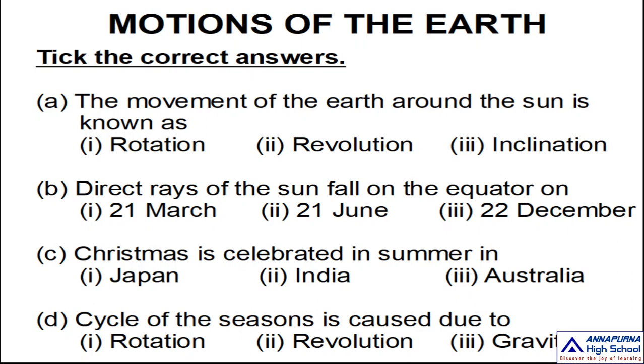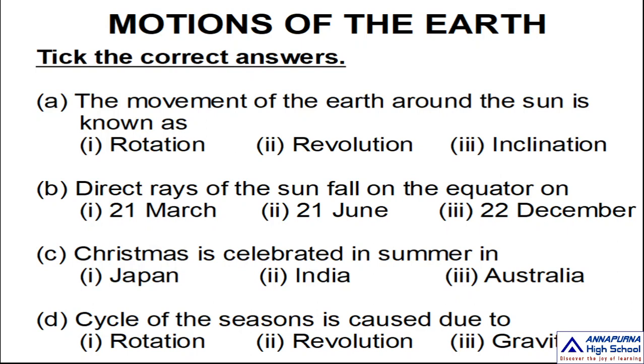The direct rays of the sun fall on the equator on dash. Here the dates are given, 21st March, 21st June and 22 of December. Here equator, equinox, you remember the word equinox. What is meant by equinox? On March 21st and September 23, the direct rays of the sun fall on the equator.